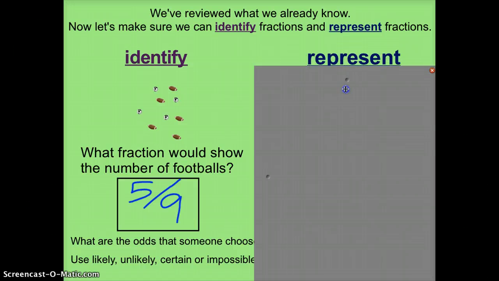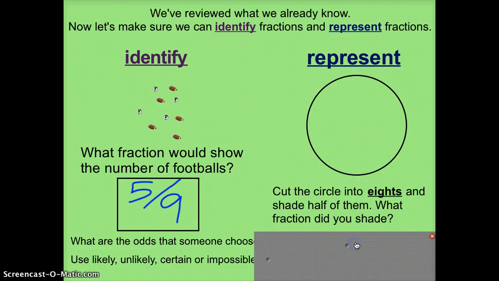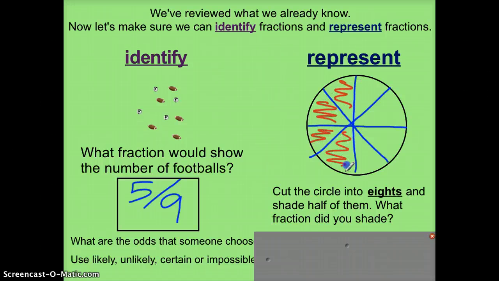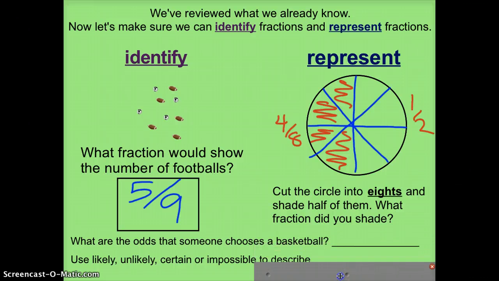That's what I identified. Now to represent another one, it says cut the circle into 1/8 and shade half of them. What fraction did you shade? So now I have halves, I have 4ths, and now I have 1/8. And if I shade half of them, 1, 2, 3, 4, the fraction I shaded was 4/8 or 1/2. So that's representing a fraction.